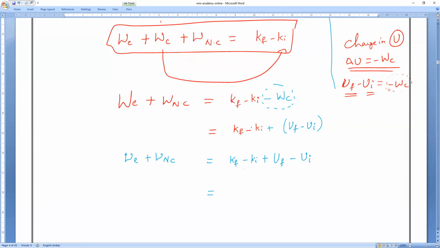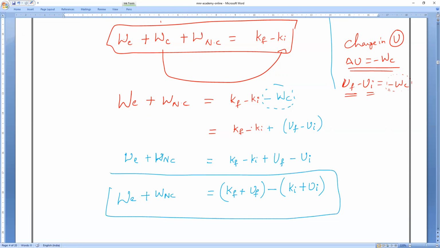Yes, sir. So now I write this as final kinetic energy plus final potential energy, in brackets, minus, as the minus is common, initial kinetic energy plus initial potential energy. Will you all agree with me? So work done by external force and work done by non-conservative forces is equal to this. Do you all understand? This is an even better formula for conservation of energy.